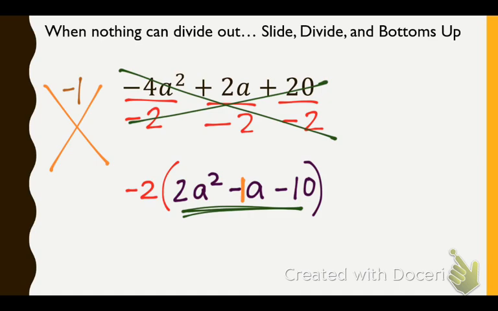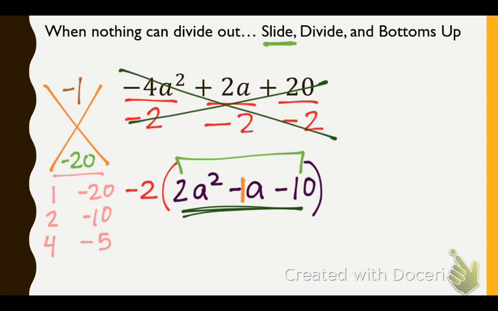And then a times c. You're going to slide. This is our sliding. 2 times -10 is -20. We're going to find factors of -20 that add up to -1. So start with the fact that they're going to be different signs, and the bigger one will be negative. So 1 and -20, 2 and -10, 3 doesn't go in, 4 goes in -5 times, and then you're back at 5. So these are all the factors, and 4 and -5 will multiply to -20, and add up to -1.